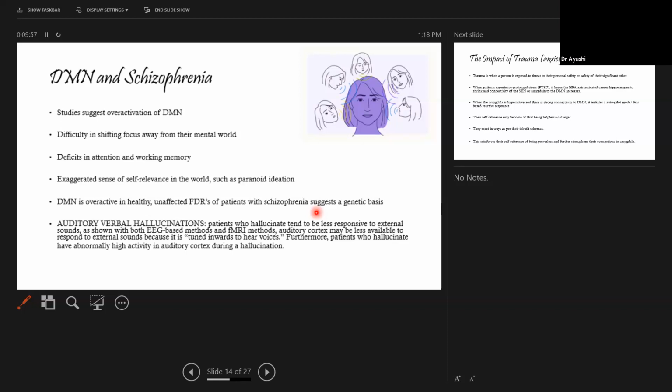It has also been seen that in the first degree relatives of schizophrenia patients, there is overactivity of the default mode network. And in auditory verbal hallucinations, patients who hallucinate tend to be less responsive to external sounds, as shown with both EEG-based methods and fMRI methods. The auditory cortex may be less available to respond to external sounds because it is tuned inwards to hear voices. Furthermore, patients who hallucinate have abnormally high activity in the auditory cortex during a hallucination.